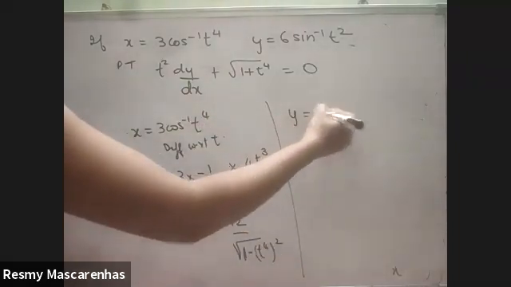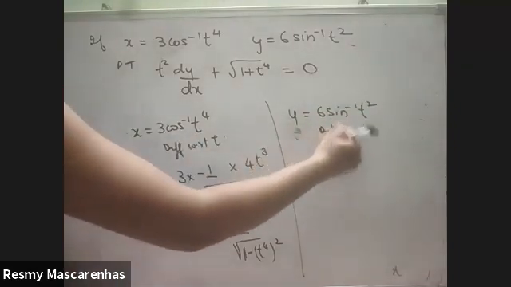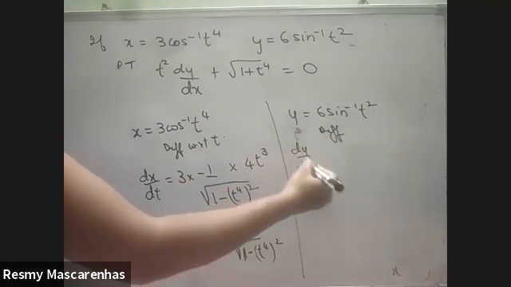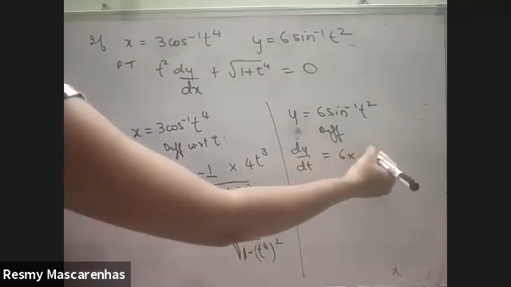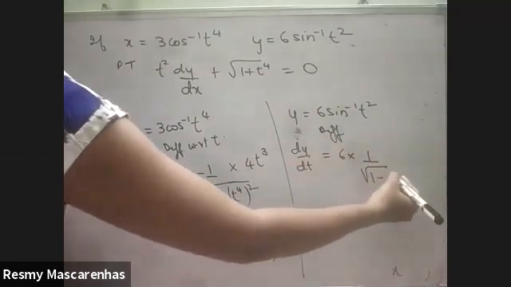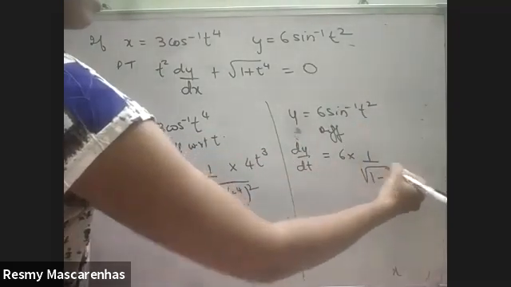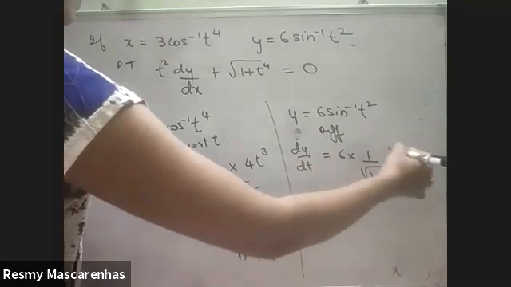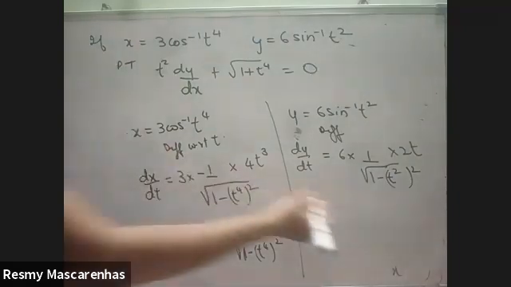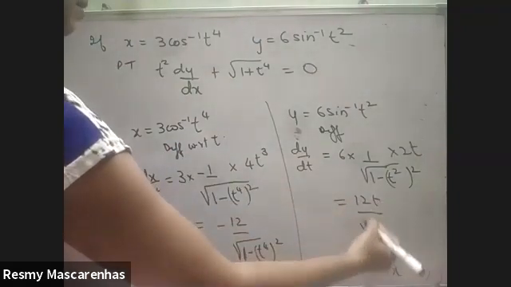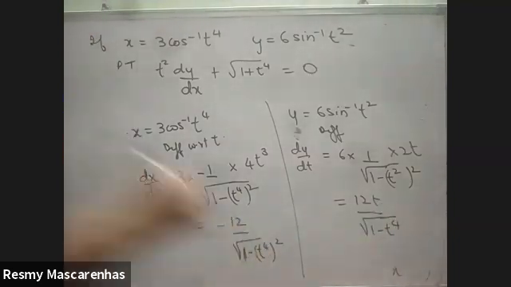Same way find y, dy by dt. This is plus for sine inverse and cos it is minus. That's the only difference. Derivative of t square will be 2t. So overall answer is 12t upon this. I'll write as t raised to 4. Both powers I want to keep same. That's why I'm doing it.